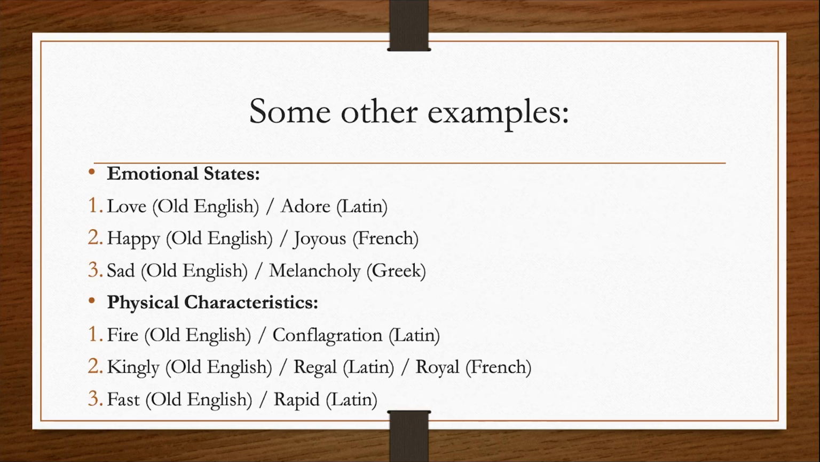Okay. Some other examples, like we say, love is a word from Old English, but adore is from Latin. Happy from Old English, but joyous from French. And sad, like I said, from Old English again, but melancholy, it's from Greek. You can, in the very same way, see the difference between the words fire and conflagration, kingly, that is from Old English, regal from Latin, and royal, that is from French. The very same happens with fast, that is from Old English, and rapid, which is from Latin.